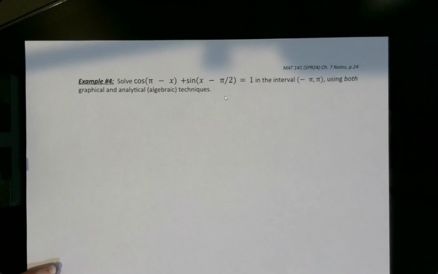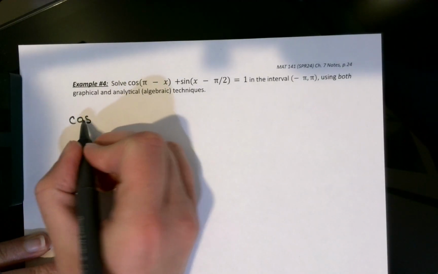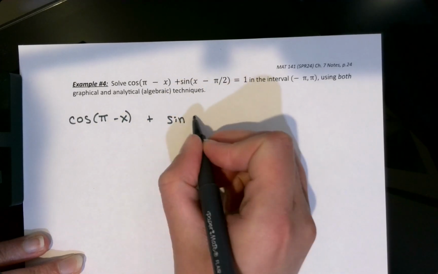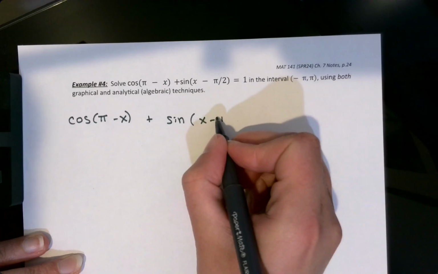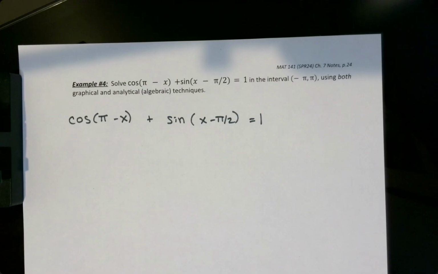In example 4, we're going to solve cosine of pi minus x plus sine of x minus pi halves equals 1 in this interval using both graphical and algebraic techniques. Okay. Cosine of pi minus x plus sine of x minus pi halves equals 1. In this one, we are going to need to use some identities.